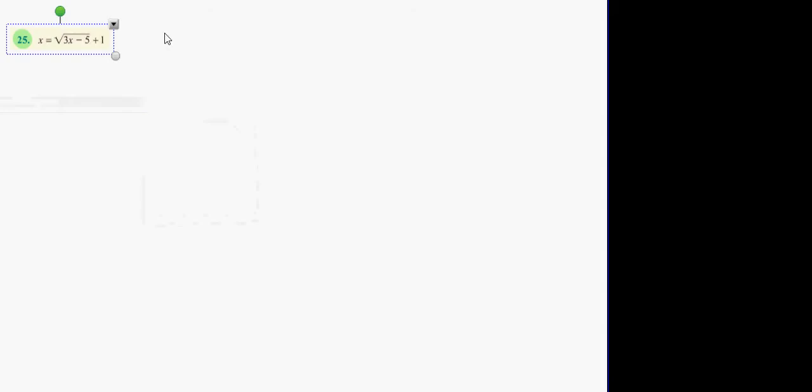This is exercise 2.6, right? Exercise 2.6, question 25. Now, the most common mistake on a question like this is the following. What most people do is they square both sides, okay? And when they square both sides, they get x squared.